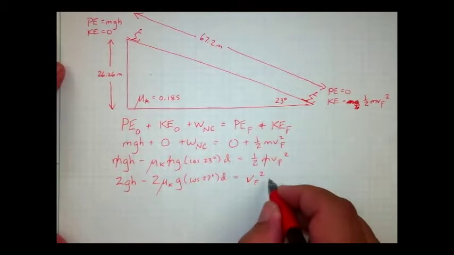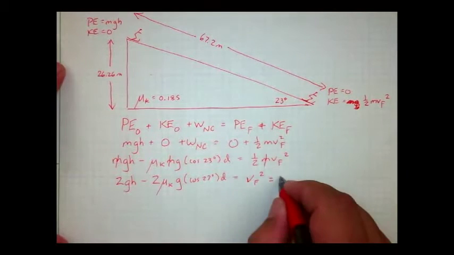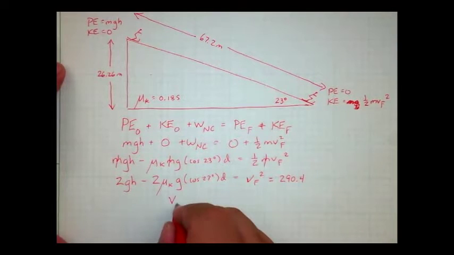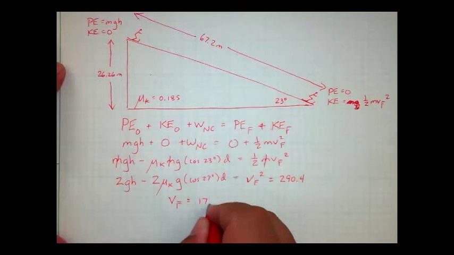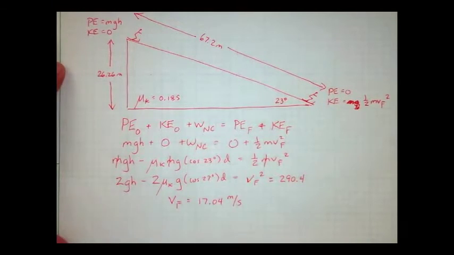Plugging in the values for our variables, we get that v final squared equals 290.4. That leaves us with a v final of 17.04 meters per second. Once again, this problem has 3 significant figures, and so we would report this as a final velocity of 17 meters per second.